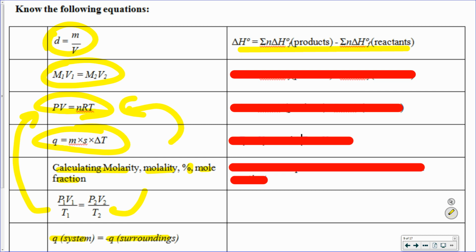Yes? They're going to give us the specific values for those? They have to. Yeah, there's no way that we expect you to know that a C double bond C is this bond energy. There's just too many of them to remember. Nobody remembers it. Well, I'm sure there's somebody that does, but nobody I know does that.